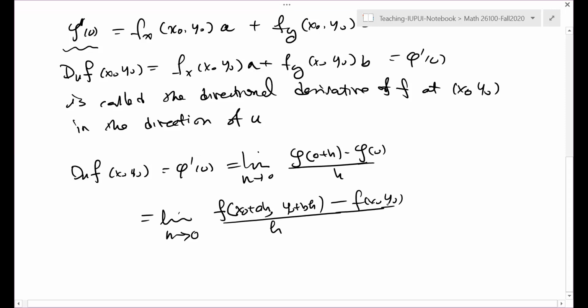If you do not assume the function is differentiable at that point, then you can only use a limit to give the definition of directional derivative, okay? So this is our original definition for directional derivative, okay?